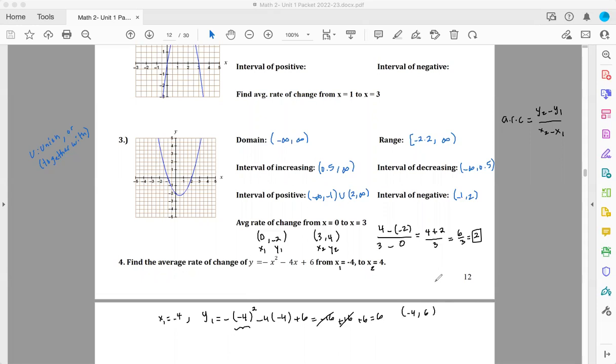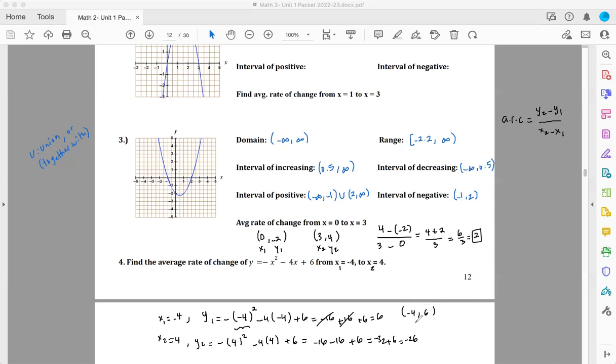And my second point, that's for x2, which is 4. I'm going to plug in 4 for x2. So negative, parenthesis, 4 squared minus 4 times 4, and then plus 6. So all I did is plug in the value 4 into the same equation. And this gives us 4 squared is 16 with a negative in front, negative 16, and then minus 16 because negative 4 times 4 is negative 16, and then plus 6. And this gives you negative 32 plus 6, which is negative 26. And this is the value of y2.